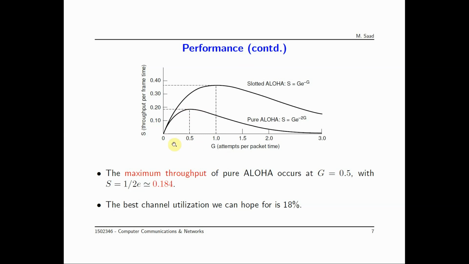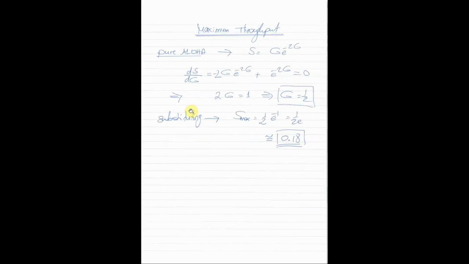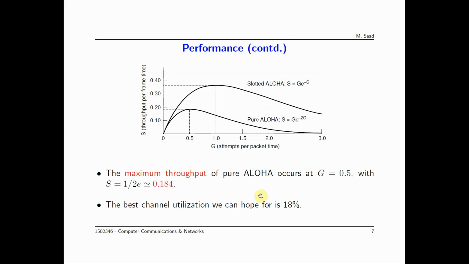Now, this tells us the value for G at which S is maximum. But the other question is, what is the value of this maximum S itself? And this can be obtained easily by substituting that G, which is 0.5, in the S equation. So when we substitute here, we have a half times e to the power of minus 2 times half. So half times e to the power of minus 1, 1 over 2e, which is 0.18. e is the famous Euler constant, so 0.18. And this is what you see here. So the best channel utilization we can hope for in pure Aloha is about 18%.